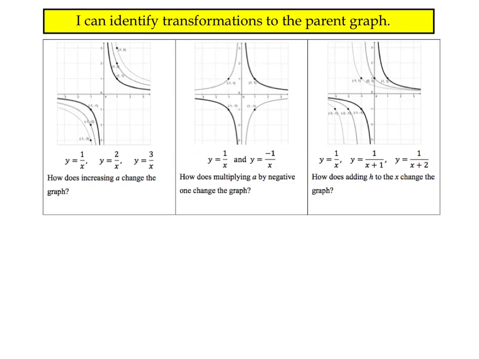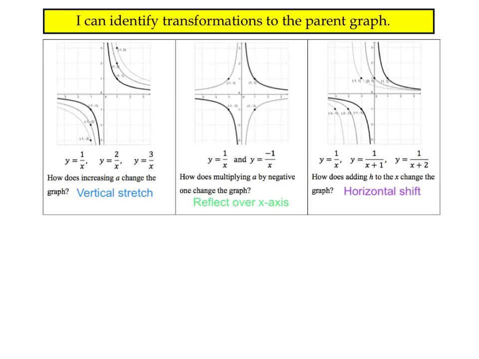So I want you to look over the next 3 graphs, and this is just a visual of what we just talked about. And I want you to analyze what's happening and how that impacts the parent graph. So in each one of these examples, the parent graph is the bold line, so y equals 1 over x in each one of these.